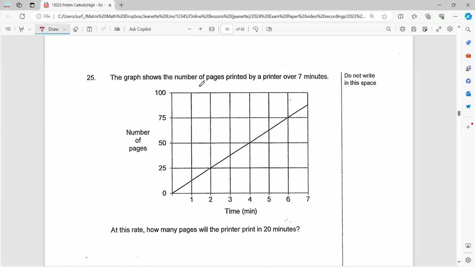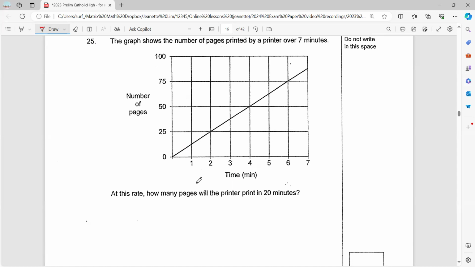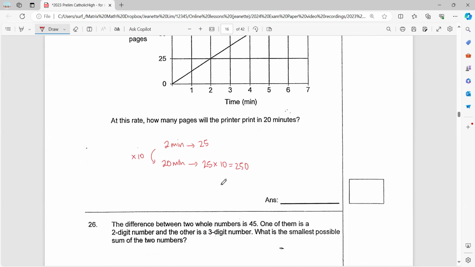25. The graph shows the number of pages printed by a printer over 7 minutes. At this rate, how many pages will the printer print in 20 minutes? So let's find out what's the rate. It's a bit hard to read, but every 2 minutes, you can get 25 pages. So 2 minutes, 25 pages. What about 20 minutes? Times 10. So 250 pages.